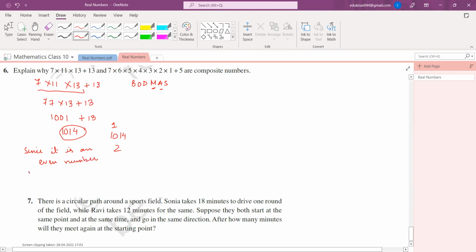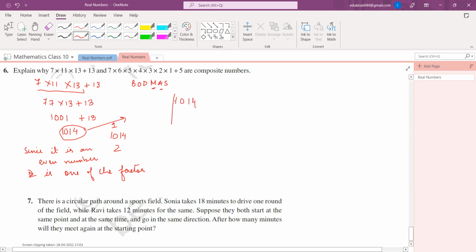So the factors are... since it's an even number, 2 is one of the factors. So it's a composite number. I mean, there is a factor apart from the number itself. Or there is another way of doing it. You can do the prime factorization of 1014.